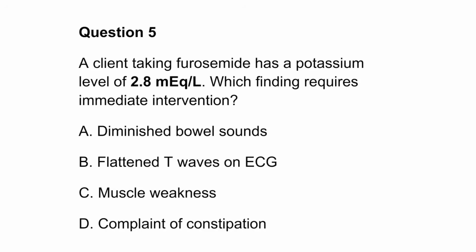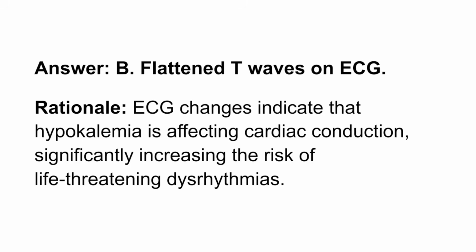Question 5. A client taking furosemide has a potassium level of 2.8 milliequivalents/L. Which finding requires immediate intervention? A. Diminished bowel sounds. B. Flattened T waves on ECG. C. Muscle weakness. D. Complaint of constipation. Answer: B. Flattened T waves on ECG. Rationale: ECG changes indicate that hypokalemia is affecting cardiac conduction, significantly increasing the risk of life-threatening dysrhythmias.